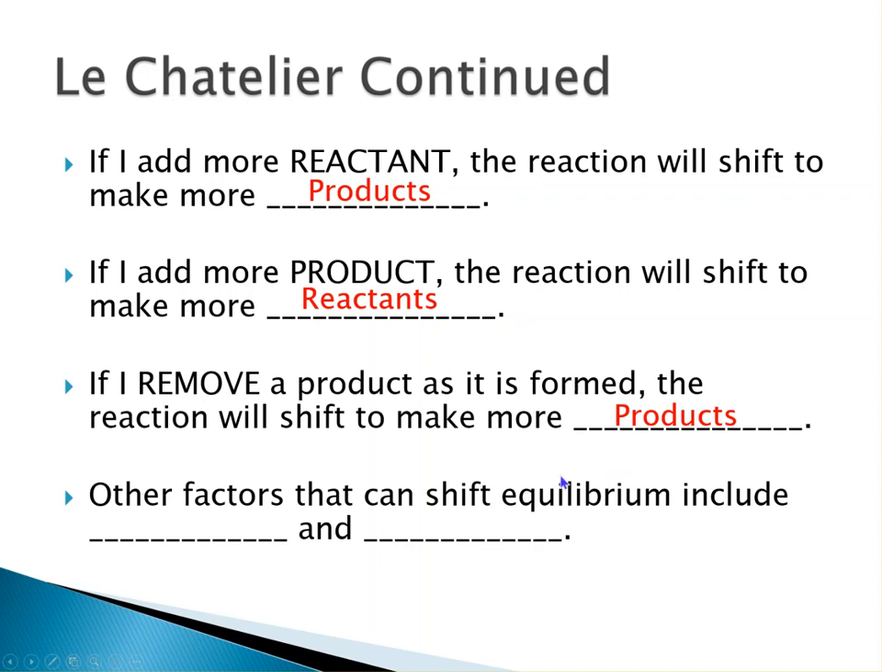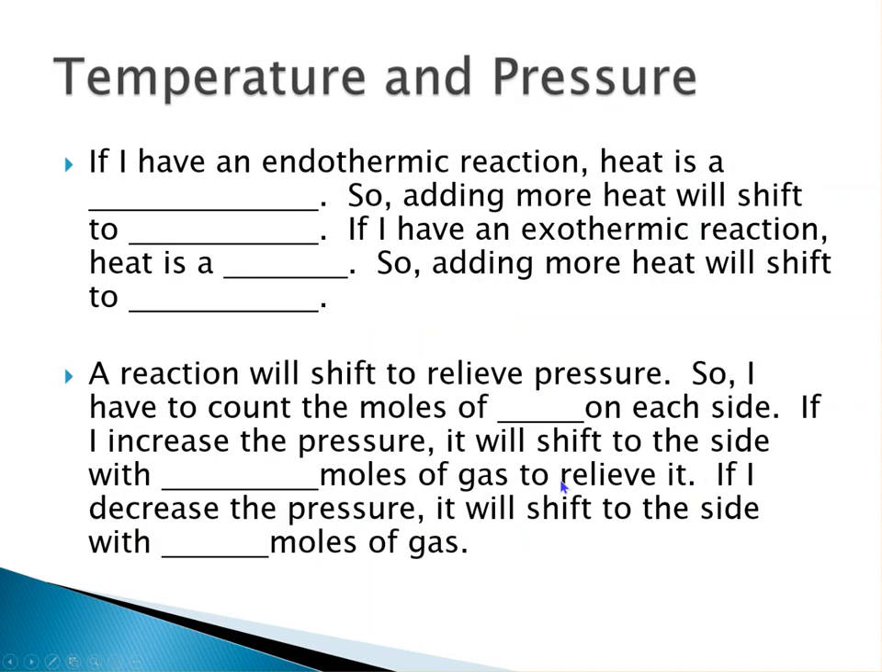So the two other factors that can cause a shift, like I mentioned, are temperature and pressure. So let's first look at temperature. Let me actually get another piece of paper, Chip.